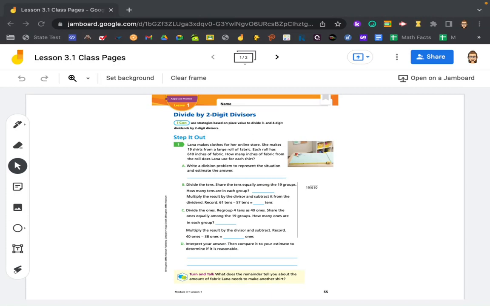This is lesson 3.1. This lesson is all about dividing by two-digit divisors. Hopefully by the end of this lesson, you'll be able to use strategies based on place value to divide 3 and 4-digit dividends by two-digit divisors.